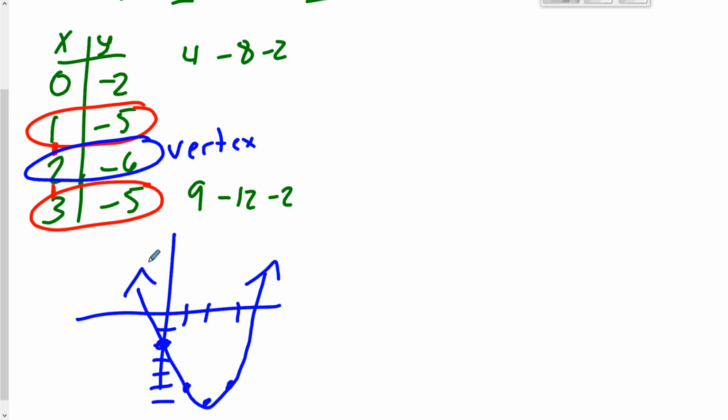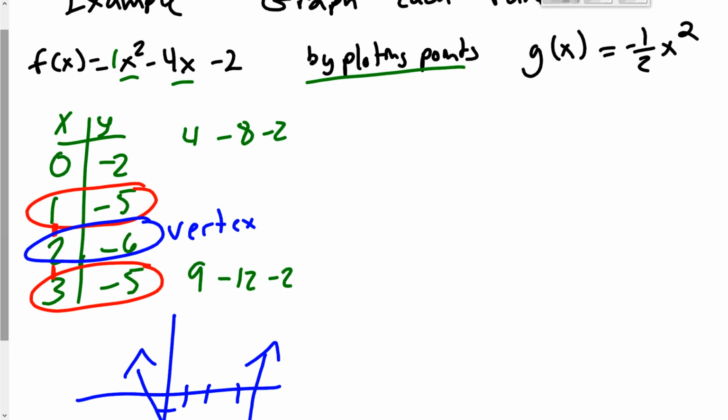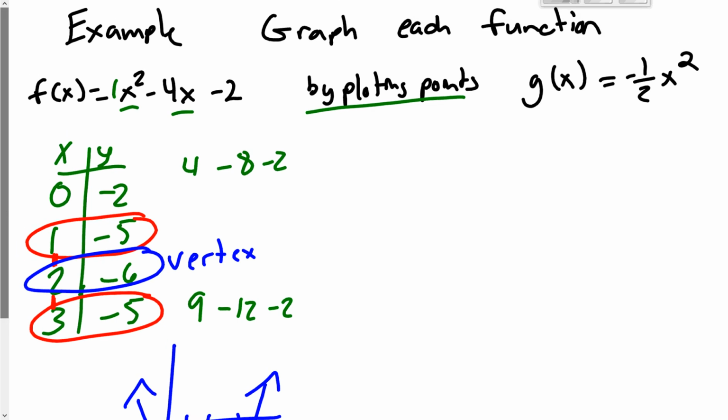So there's my graph on that one. I can always just plot points. I can always just plug in x's and find out what the y's are and graph those points. But with quadratics, it's a lot more difficult than with lines, because with lines all we need is 2 points. With quadratics, we need at least 2, and one of them has to be the vertex.